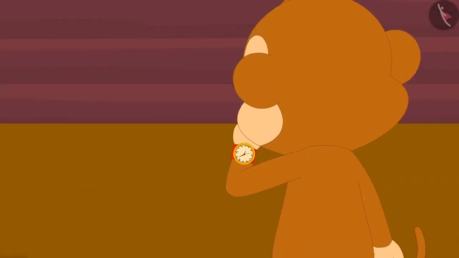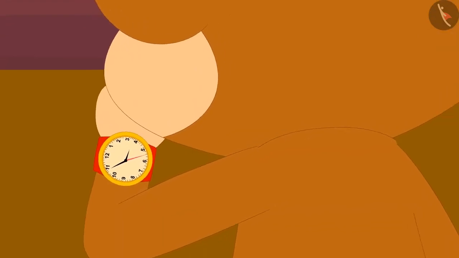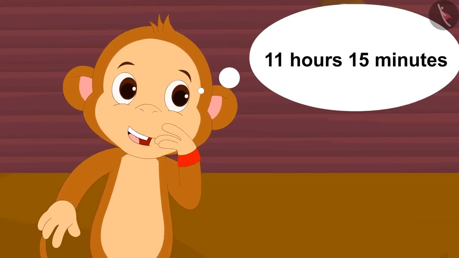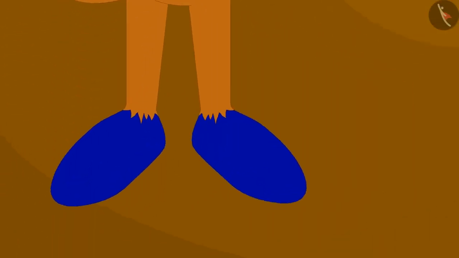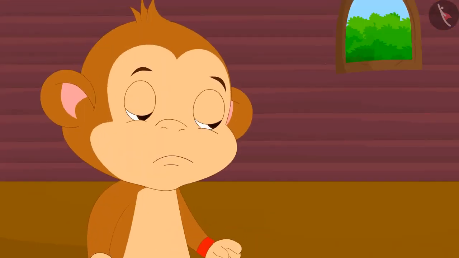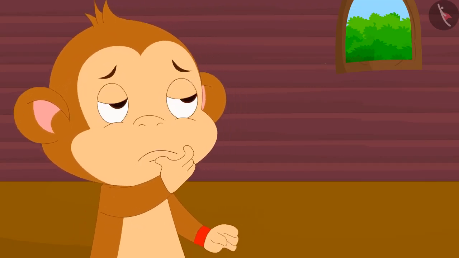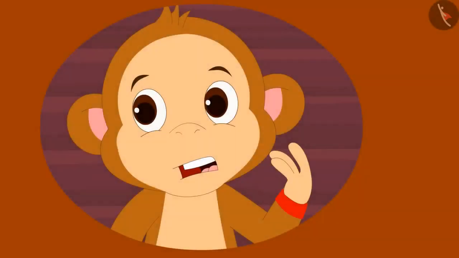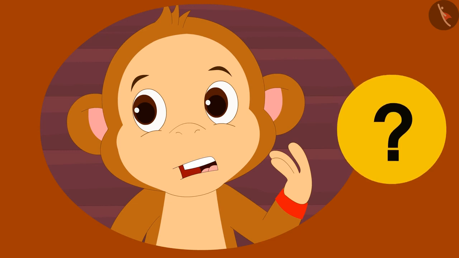The time in Babban's watch was this. Babban thought that it was 11 hours 15 minutes in his watch. Thinking of this, Babban quickly put on his magical shoes. He stayed for a long time, but no magic happened, and he stayed in his house. But why did it happen?